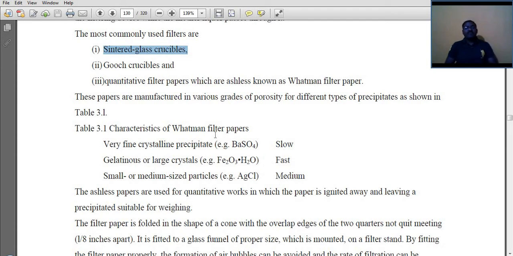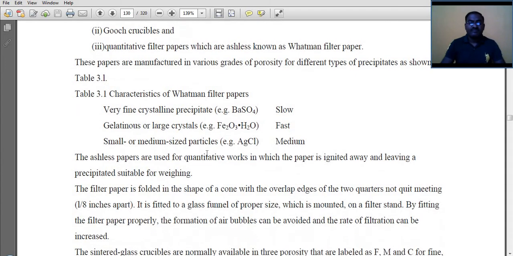These papers are manufactured in various grades of porosity for different types of precipitate. Very fine crystalline precipitate, slow filtering, that is barium sulfate, gelatinous or large crystals, Fe2O3.10H2O, small or medium sized particles, for example silver chloride, use medium porosity.